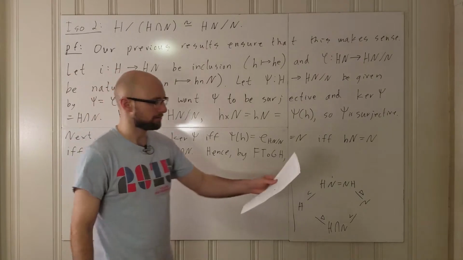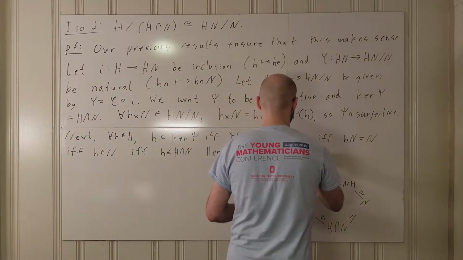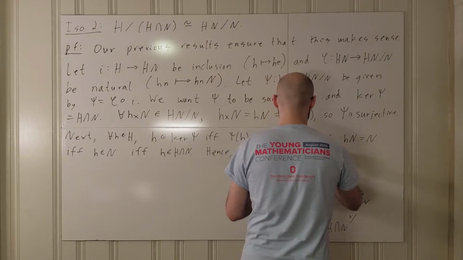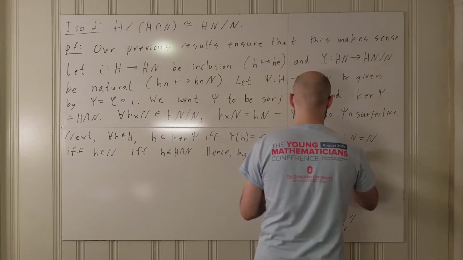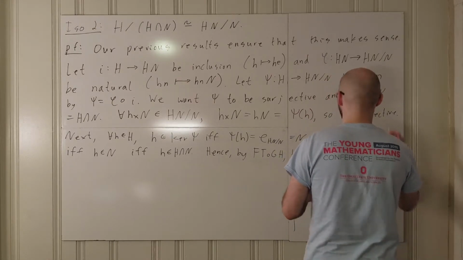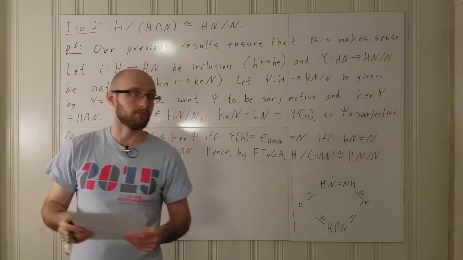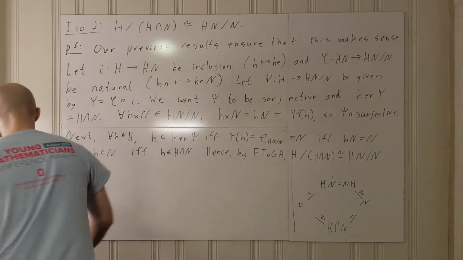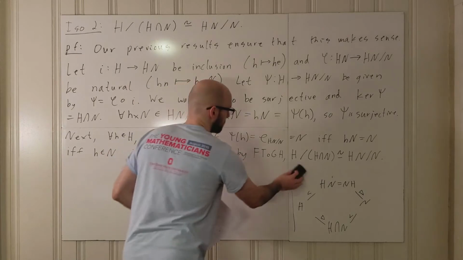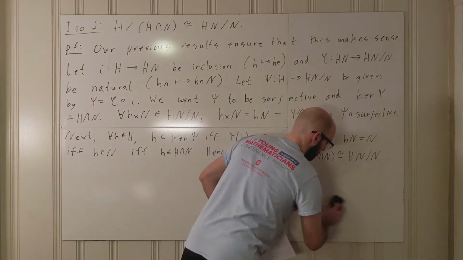So hence, by the fundamental theorem of group homomorphisms, we have H modded by its kernel is isomorphic to its image, which is all of HN mod N. And so there we go. That's exactly what we wanted to prove. And now we're done with isomorphism theorems, and we can move on to other things that are not isomorphism theorems.